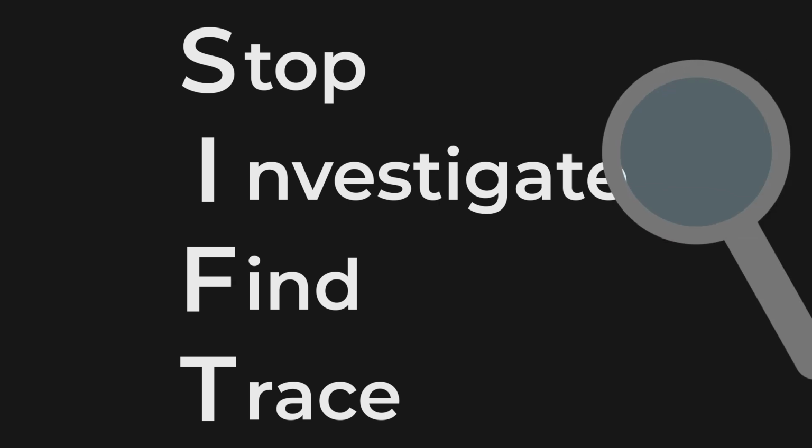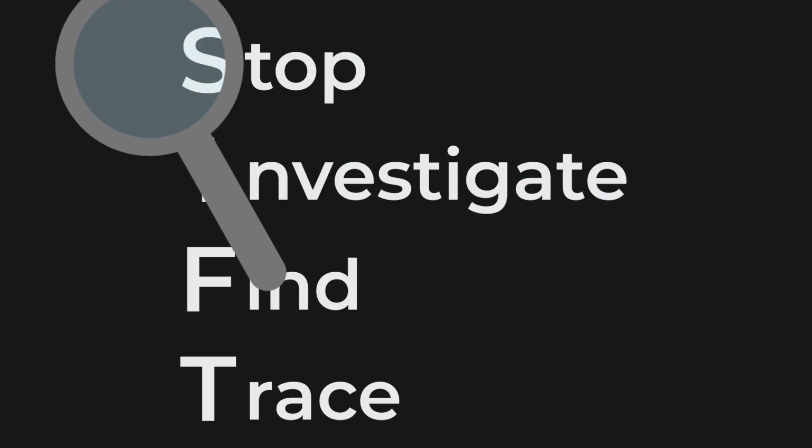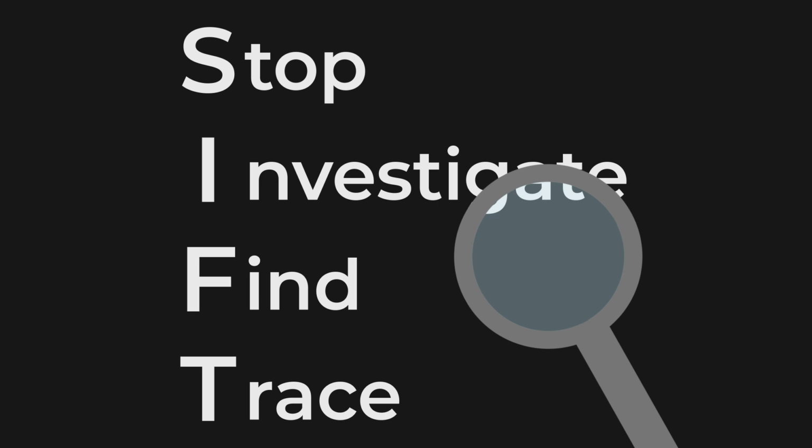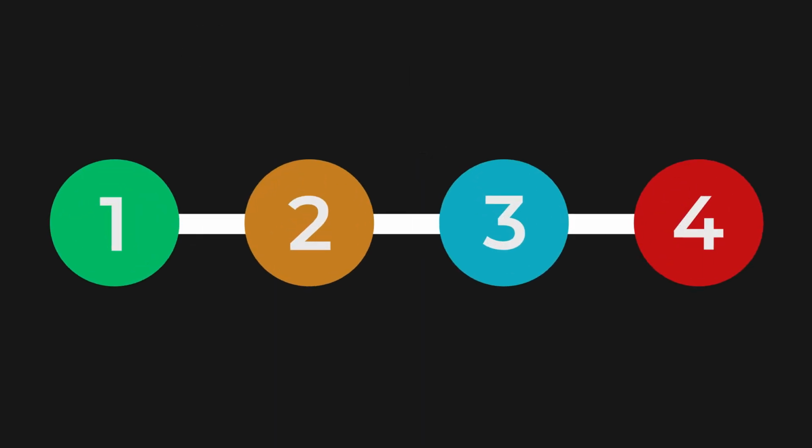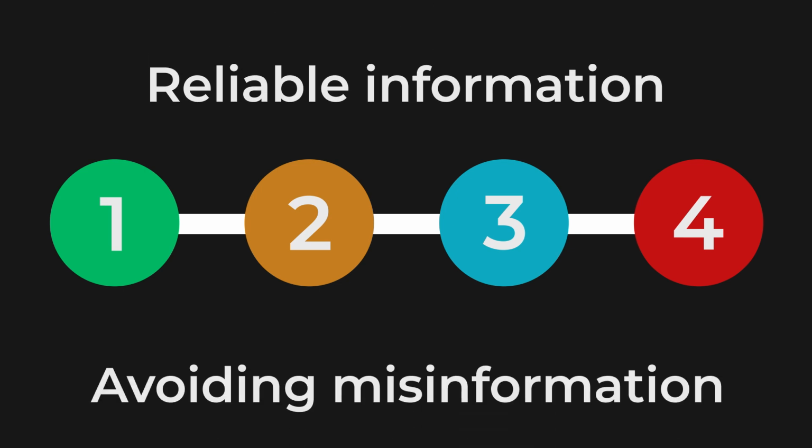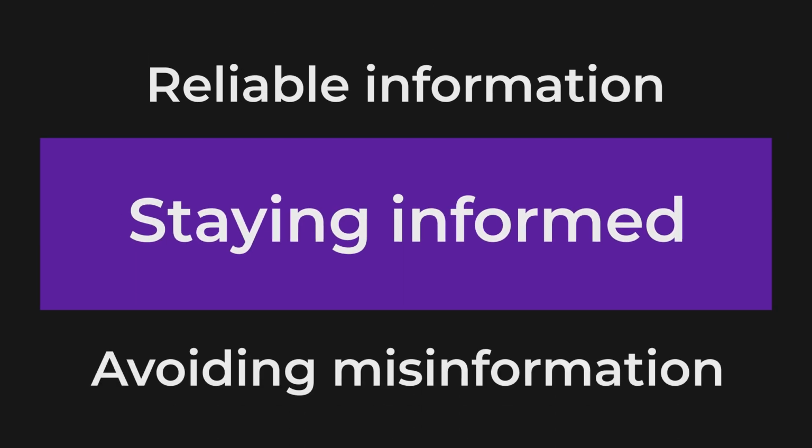These steps are designed to help you critically assess information from the web and can be applied to AI-generated content. By following these simple guidelines, you can make sure you're using reliable information, avoiding misinformation, and staying informed in an ethical and responsible way.